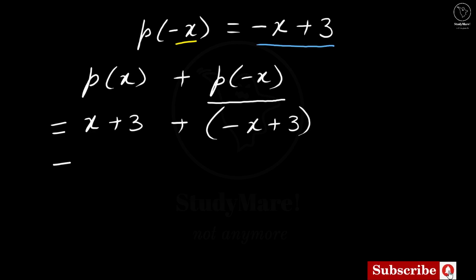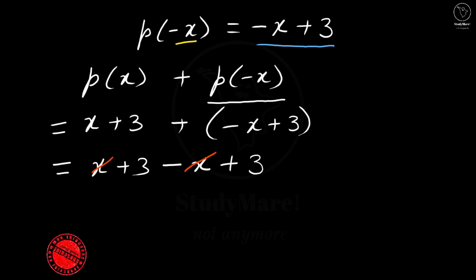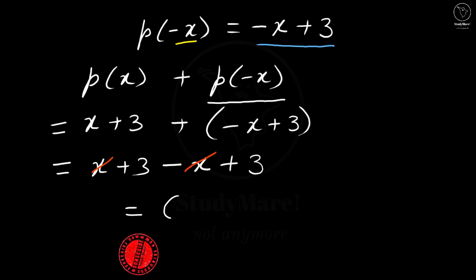solving it further, we get x plus 3, then you have plus into minus, we get minus over here, x, then we have plus into plus, giving us plus, and then we have 3. Now if you see here, x and minus x cancel out each other, thus giving us the result as 6, which is our final answer.